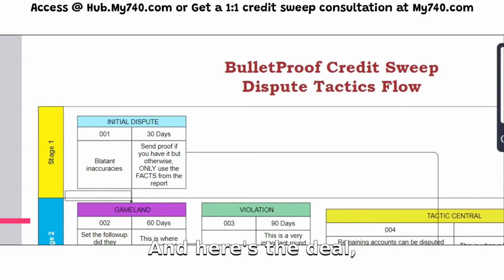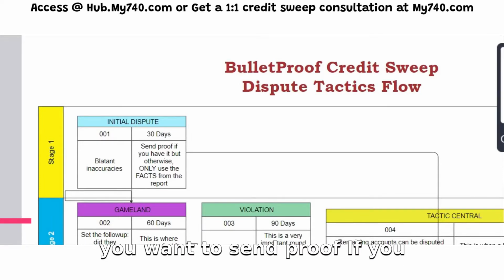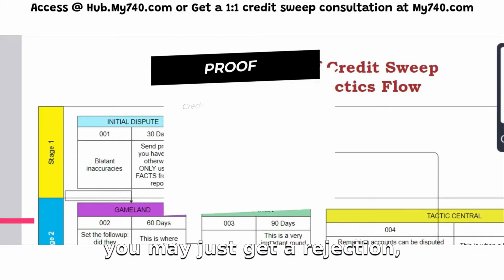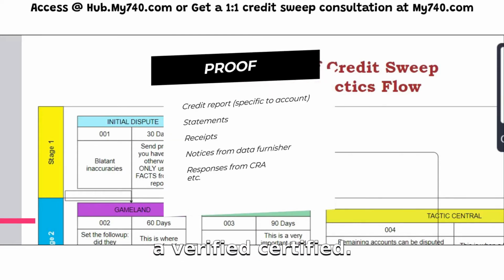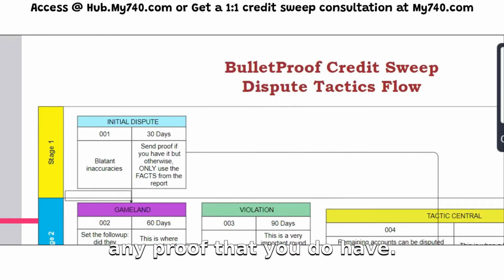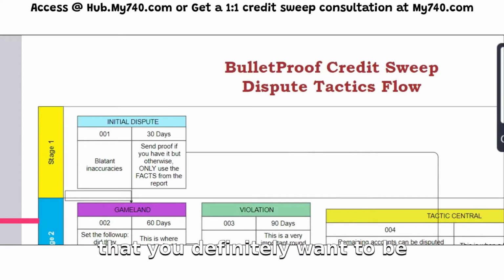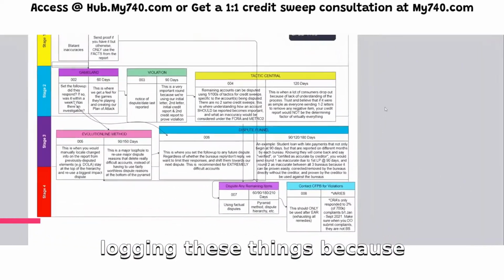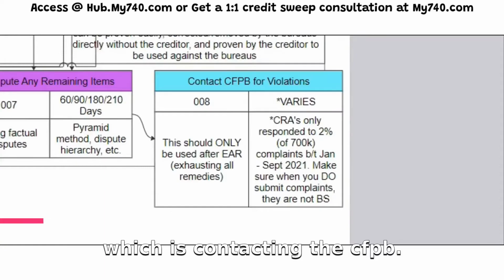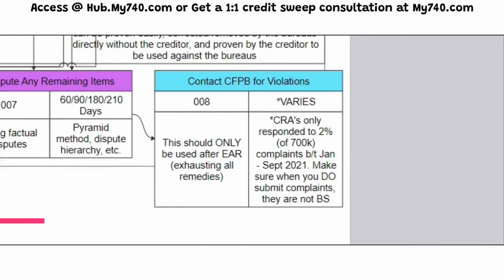And here's the deal. You want to send proof if you have it, because otherwise you may just get a rejection, a denial, a verified, certified as accurate by the creditor. And any proof that you do have, while it may not be looked at, you definitely want to be logging these things, because if you have to go to the last step in stage 4, which is contacting the CFPB, you need to have a log of all of this, okay?